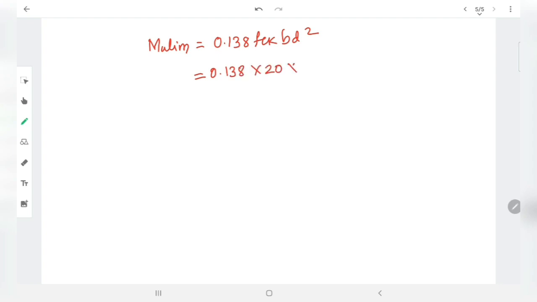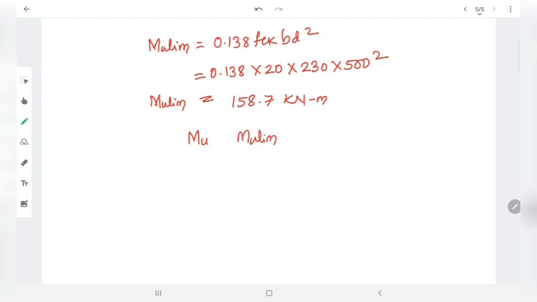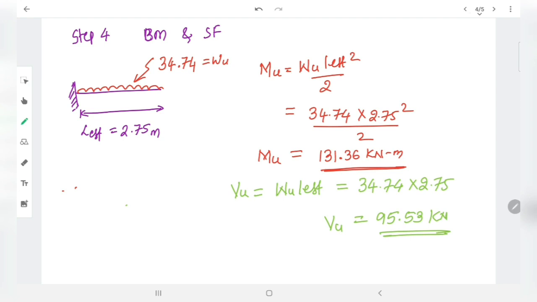FCK, the grade of concrete we are using, is 20, B is equal to 230 and D is equal to 500 square. In this, it is 0.138 FCK BD square. When you calculate this one, I'll be getting the limiting moment, which is equal to 158.7 kilonewton meter.